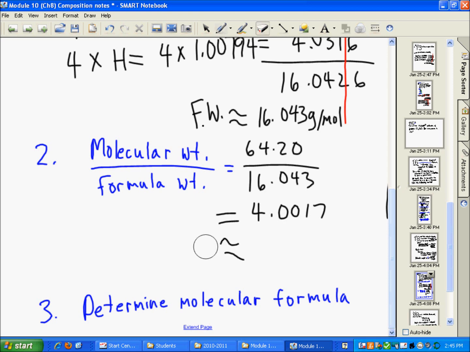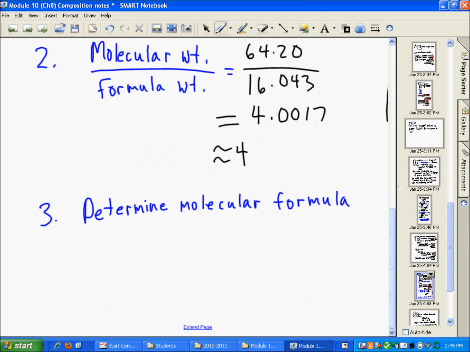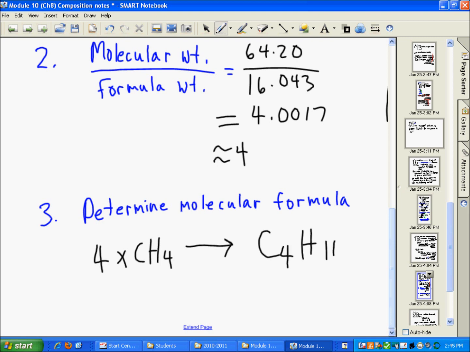So that means we will multiply the empirical formula times 4. So the molecular formula would be what? 4 times CH4 would be C4H16. C4H16 is the molecular formula. Teamwork. All right, that is the very end of it.